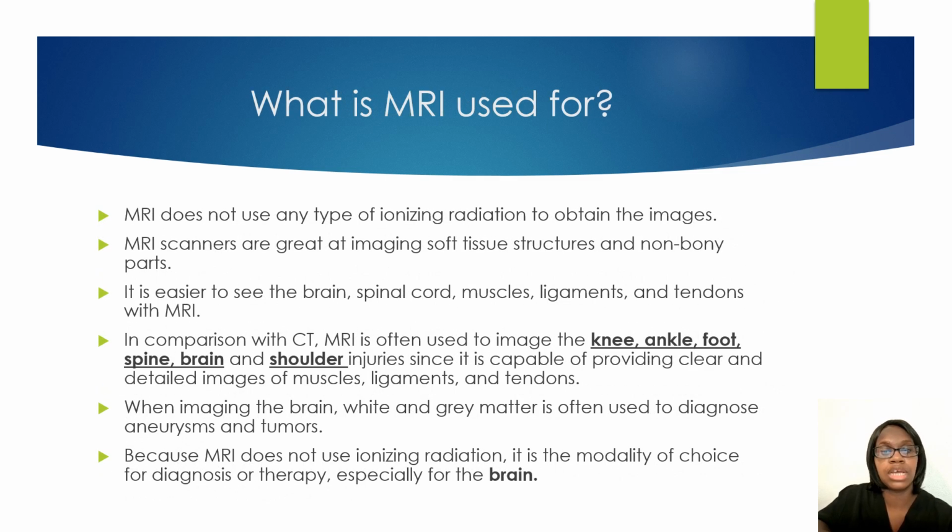So what is MRI used for? MRI does not use any type of ionizing radiation, but it does use a powerful magnet. That's why we make sure no metal is going inside of the room or that a patient does not take an electronic device inside of the room that can get destroyed or that can burn them. But whenever it is used, it's easier to see the brain, spinal cord, your muscles, ligaments, and tendons. And in comparison with CT, it is often used to image the knee, ankle, foot, spine, brain, and shoulder.